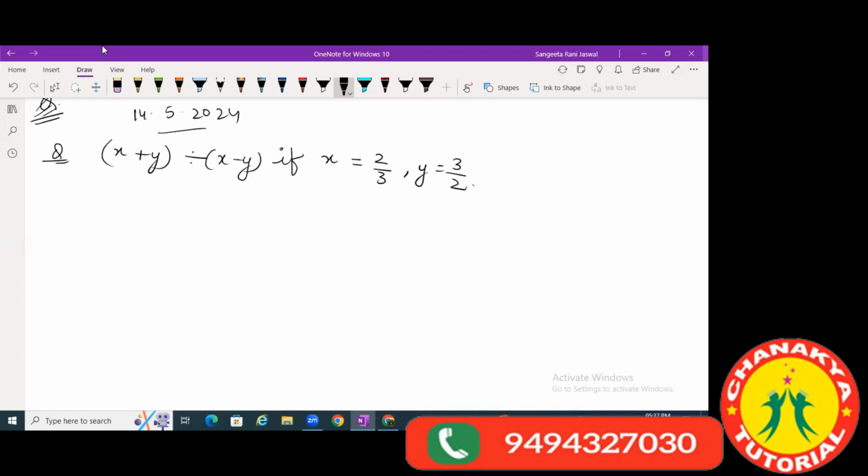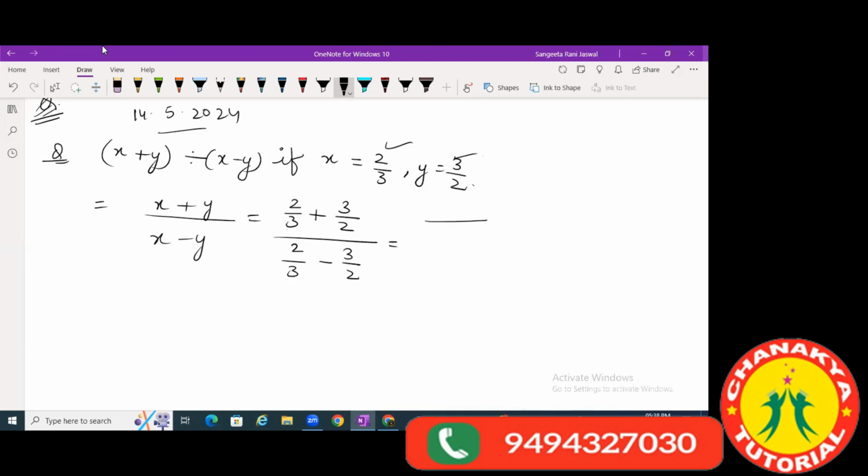Wherever you have x in this equation and wherever you have y, you will just write the values of x and y. So let's see in the first part, I'm writing x plus y upon x minus y. Here I have x is 2/3 plus y is 3/2. Similarly here, x is 2/3 minus y is 3/2. Now what do we do here?